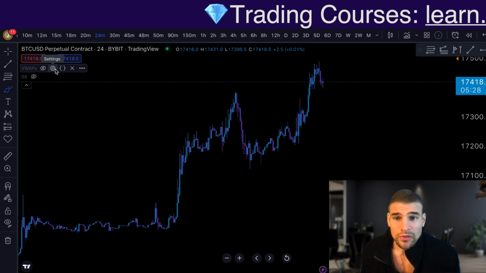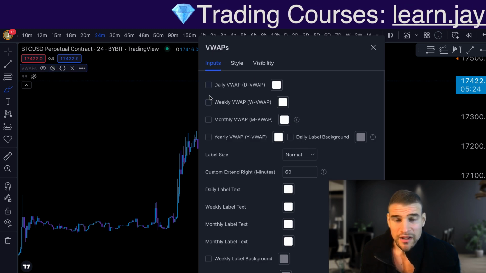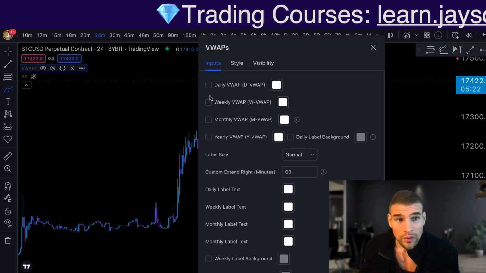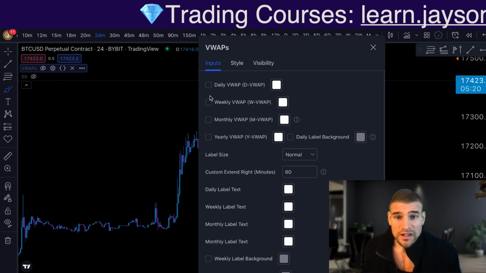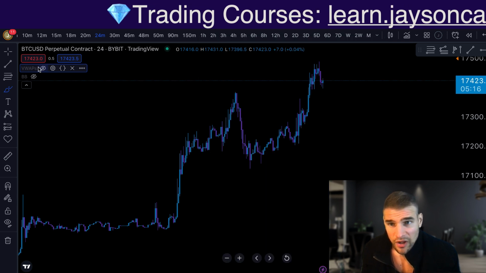And basically there are two different VWAPs that I use. I like to use the weekly and the daily VWAP. Now these can be used for day trades or even scalp trades. Let's start with the weekly VWAP. This is the volume weighted average price per week.